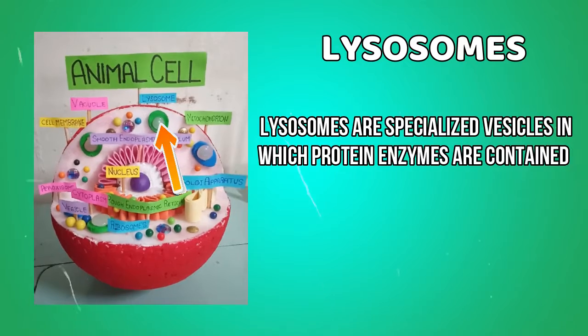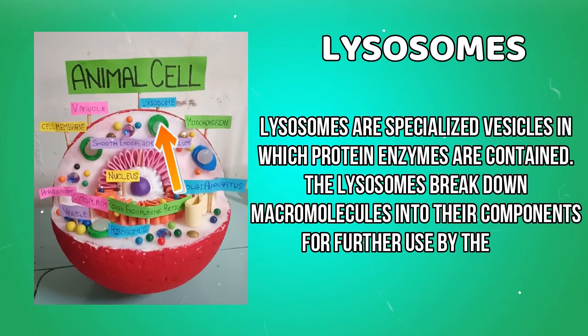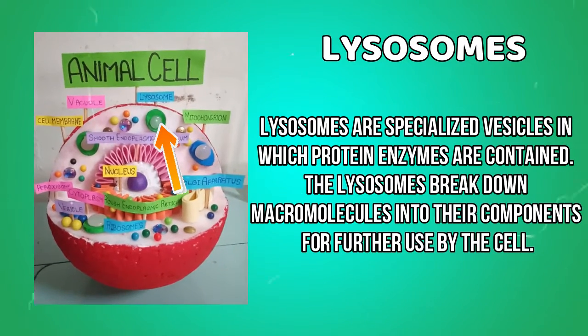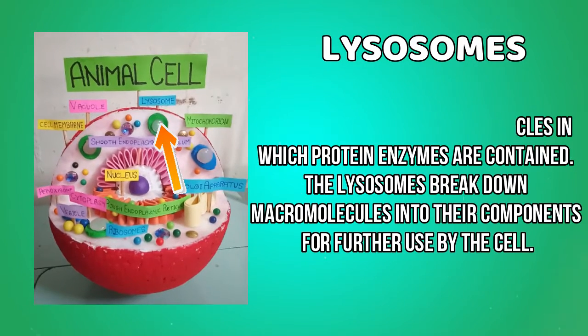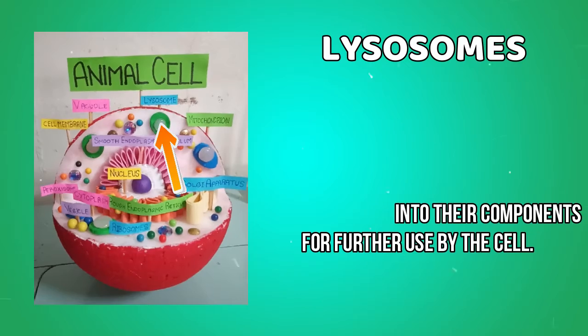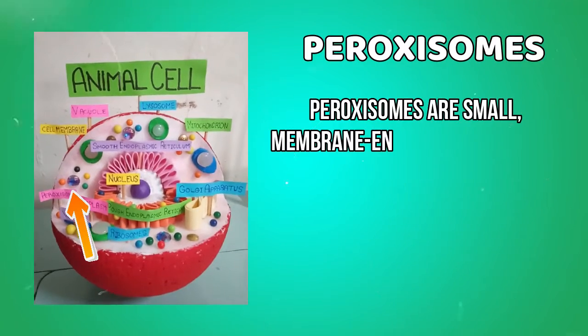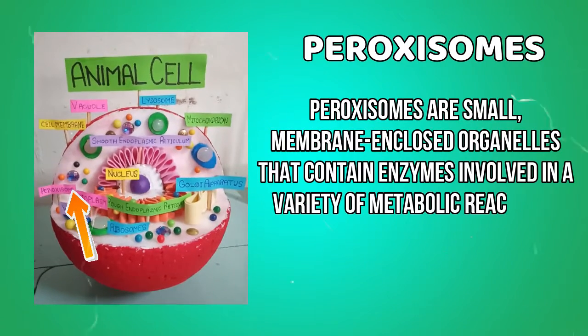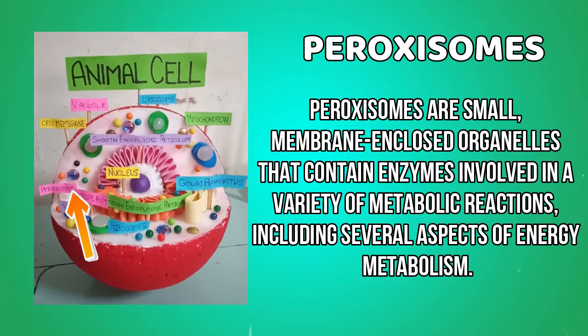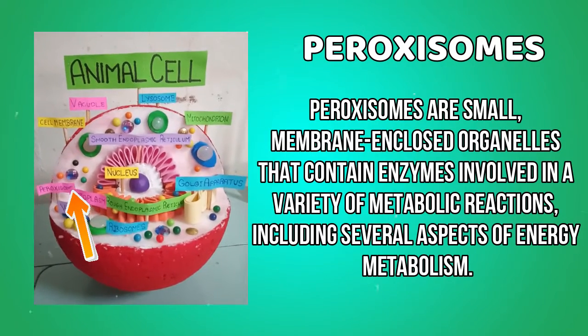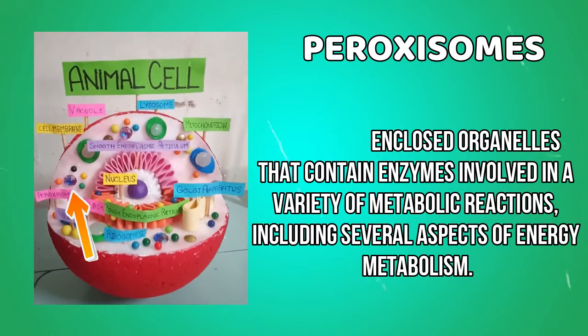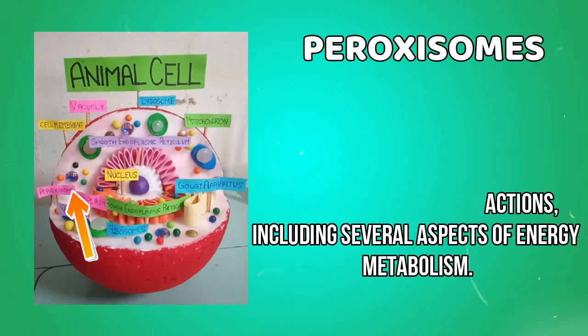Lysosomes. The lysosomes are specialized vesicles in which protein enzymes are contained. The lysosomes break the macromolecules into their components for further use by the cell. Peroxisomes. Peroxisomes are small membrane-enclosed organelles that contain enzymes involved in a variety of metabolic reactions, including several aspects of energy metabolism.